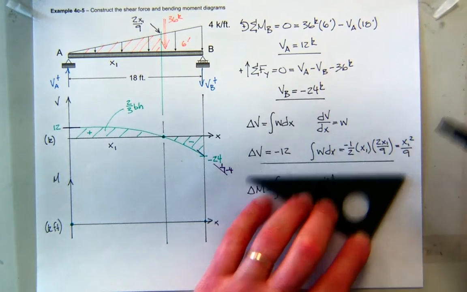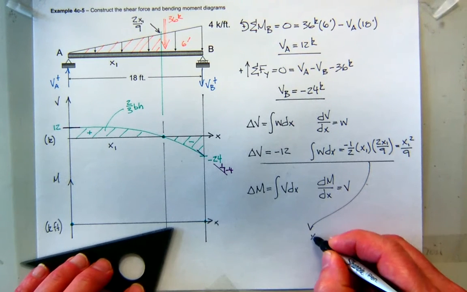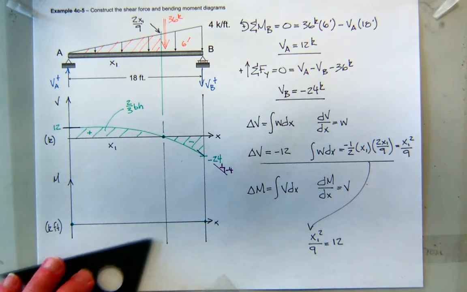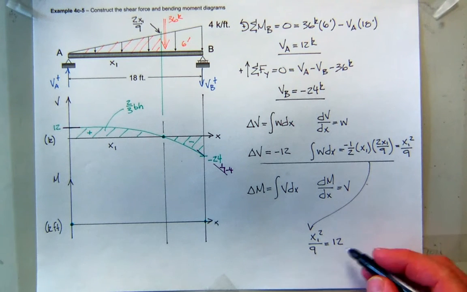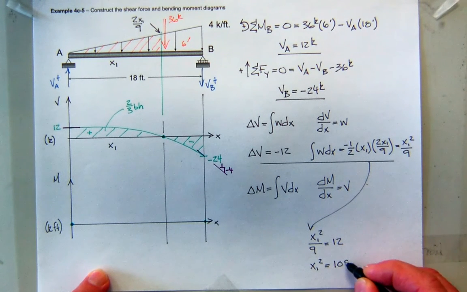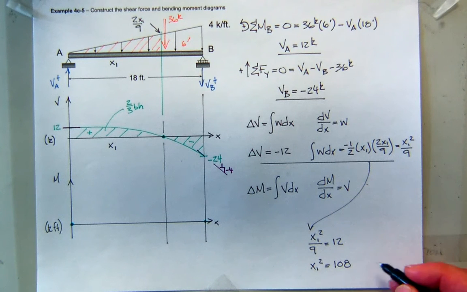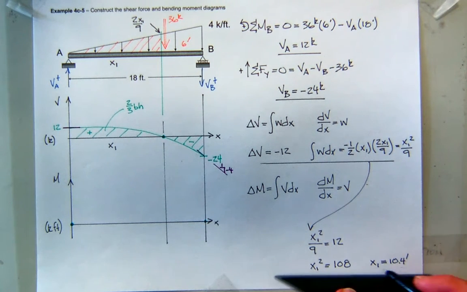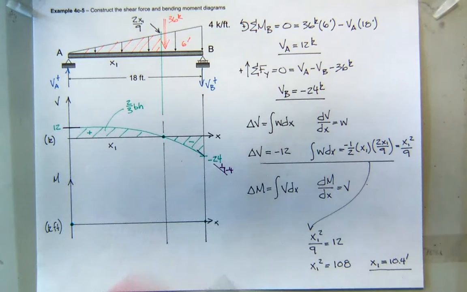If I take that relationship, let me bring it down here so I can solve it. So it ends up saying that x1 squared over 9 should be equal to 12. If I multiply both sides by 9, I get x1 squared is equal to 108. And if I take the square root, what do I get? 10.4. I was doing half of it. So I know that part of the curve is 10.4.